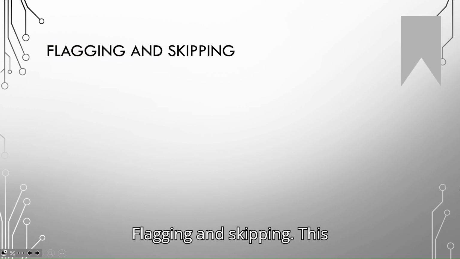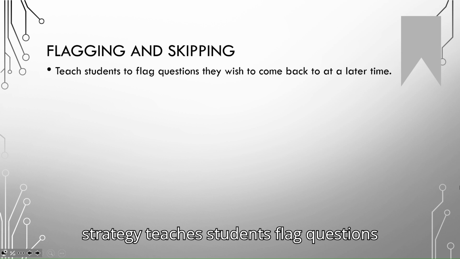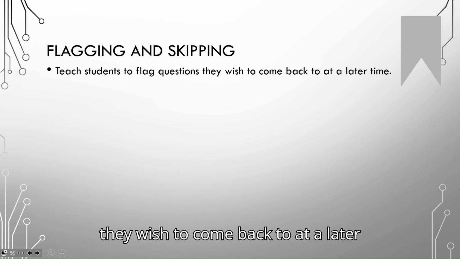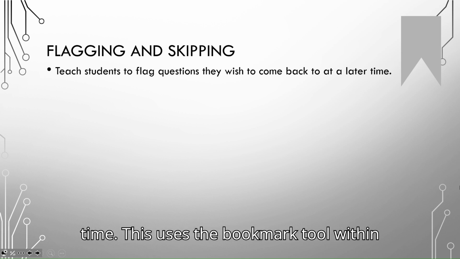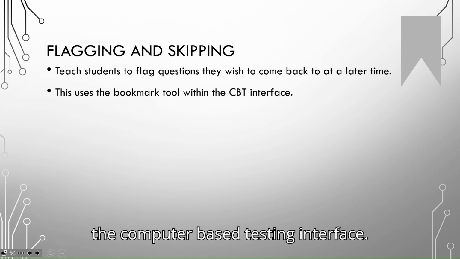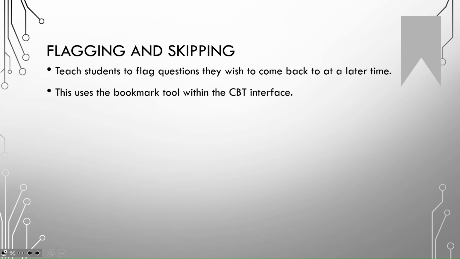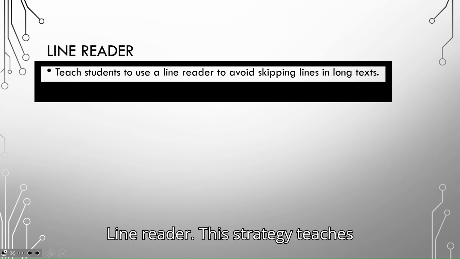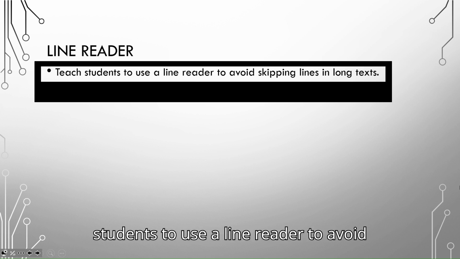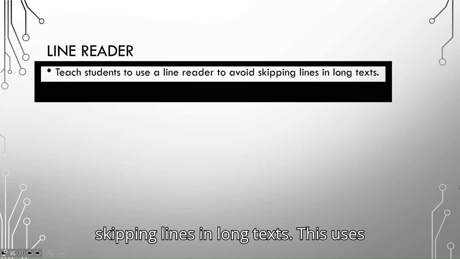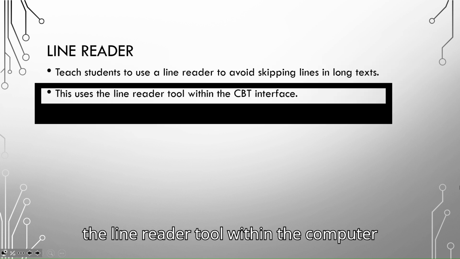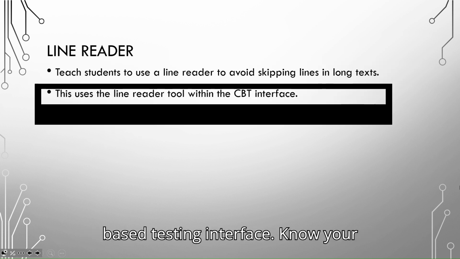Flagging and skipping. This strategy teaches students to flag questions they wish to come back to at a later time. This uses the bookmark tool within the computer-based testing interface. Line reader. This strategy teaches students to use a line reader to avoid skipping lines in long texts. This uses the line reader tool within the computer-based testing interface.